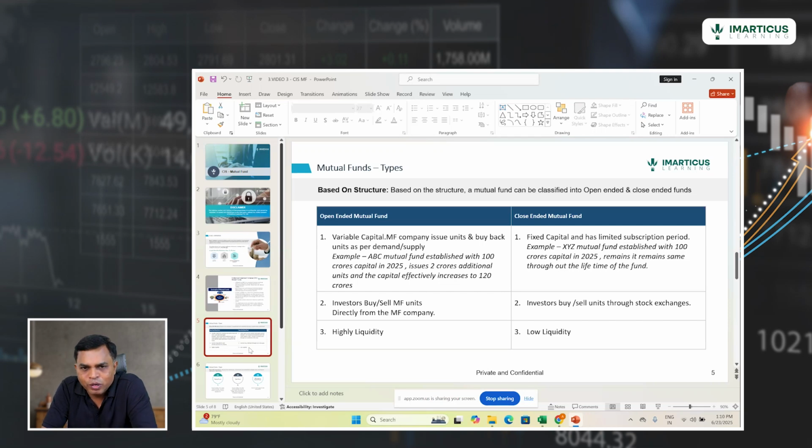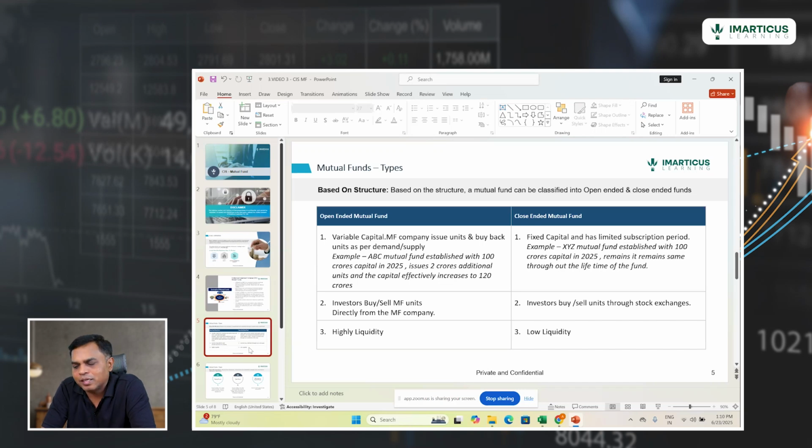When we compare this to a closed-ended fund, the closed-ended fund has a fixed capital. Let's say a fund opens in the year 2021 and is operated till 2030. Throughout this period of 10 years, the capital of the mutual fund will remain fixed.